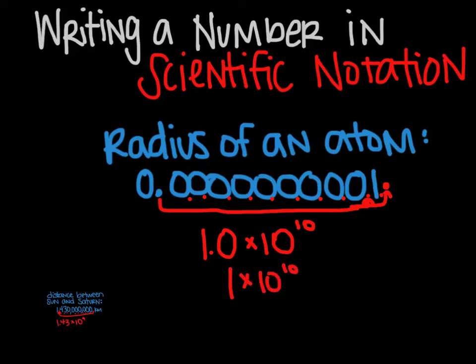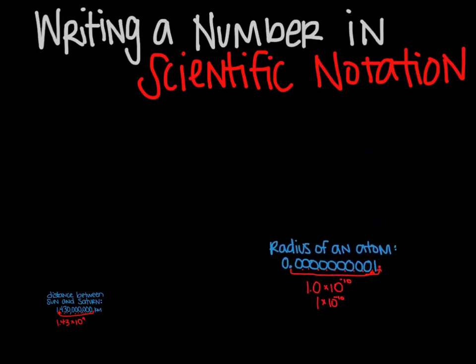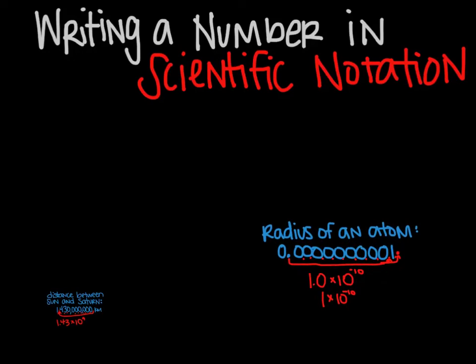Oh, and then I almost forgot. Because we're moving the decimal place to the right, we're dealing with really small numbers, fractional numbers, we need to have a negative exponent. So really big numbers are always a positive exponent. Really small numbers are always a negative exponent. So don't forget that, because I almost did.